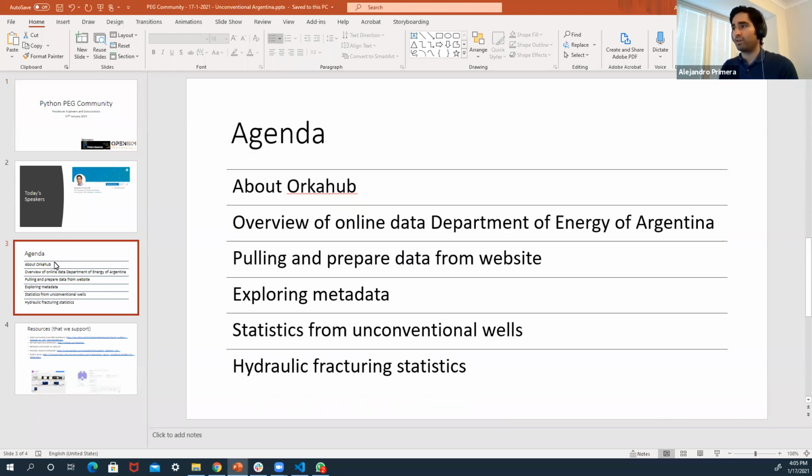Just a reminder for those that are new to these sessions. This is a part of an initiative that I have called Orca Hub, and I'm going to talk briefly about that. Then I will move to some of the data that is online from the Department of Energy of Argentina, and I'll explain why. I'm going to pull the data straight into Python and prepare the data from the website.